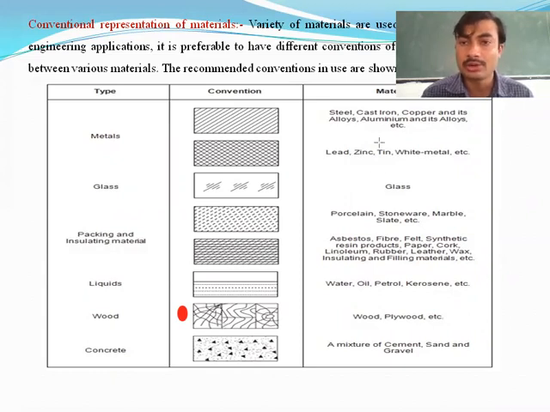The last one is concrete, dear students. I'm going to indicate that by the rectangle shape. It is a combination or mixture of cement, sand, and gravel. So this is a brief idea about the conventional representation of materials. Each and every engineer should have knowledge about the conventional representation of materials. It is very, very important.